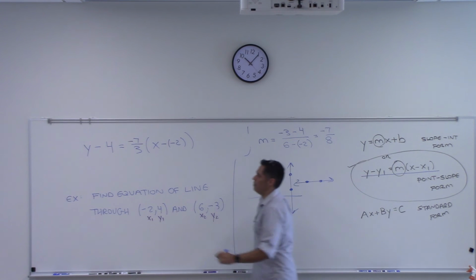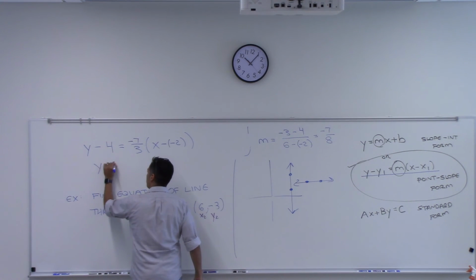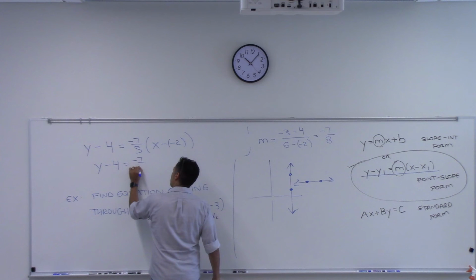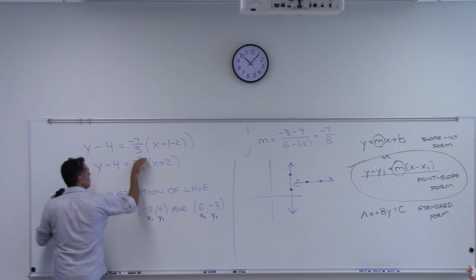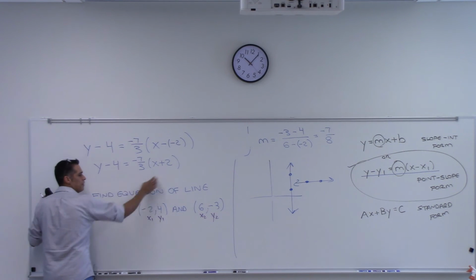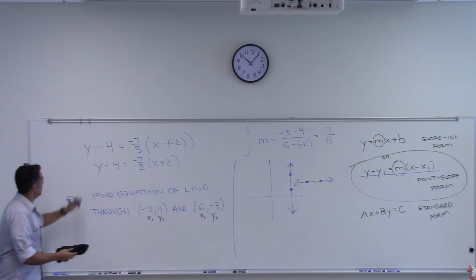You could clean it up. I mean, you could solve for y here if you wanted to. And to solve for y, you'd have to distribute this through and then add 4 to both sides. But I'm just going to leave it right here.